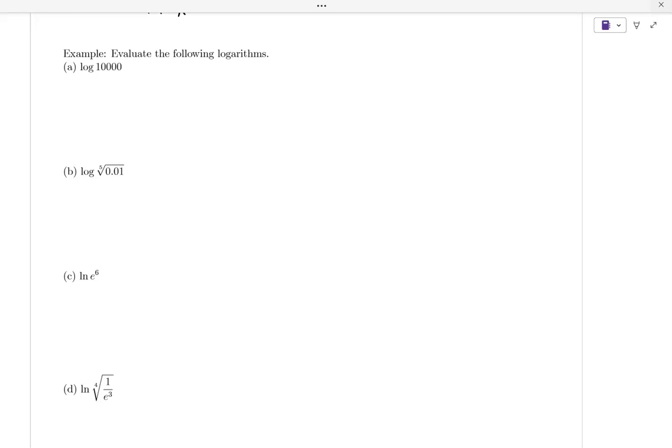I want to see if I can, for the first two, rewrite the input as a power of 10. The first two are common log, right? Log of 10,000, log of whatever I wrote, fifth root of 100, right? Can you rewrite 10,000 as a power of 10?